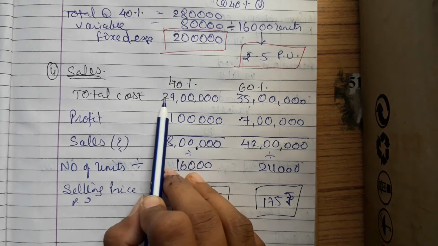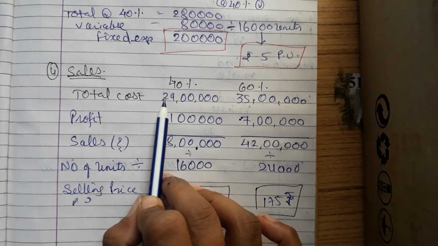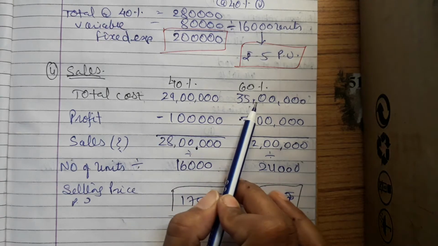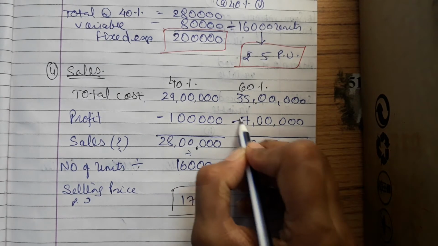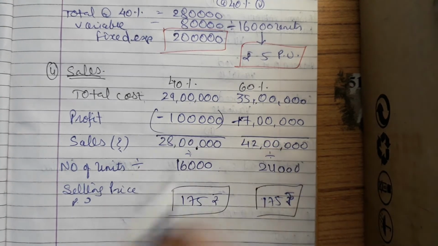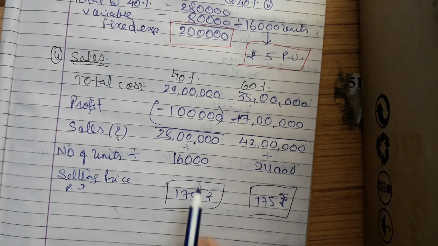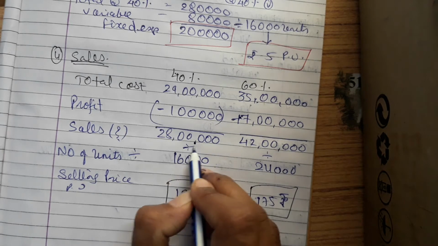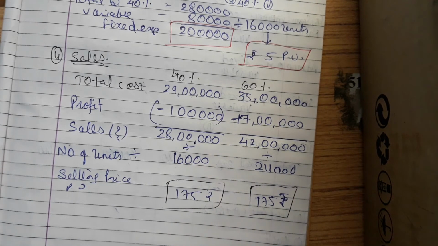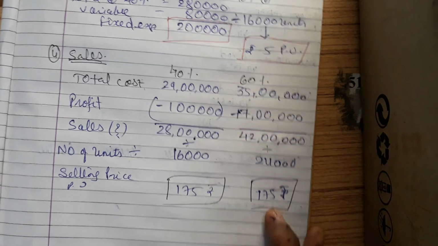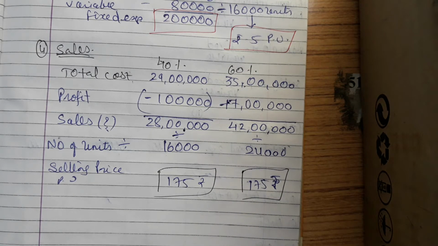You need to make the total of all the expenses given in the example, so that is total cost. Then add profit; here, as it is a loss, that should be deducted. So your sales will be 28 lakhs and here the sales will be 42 lakhs. In order to get our selling price per unit, we need to divide this by the number of units. We get the selling price per unit, that is 175. So here we have completed our working note portion.